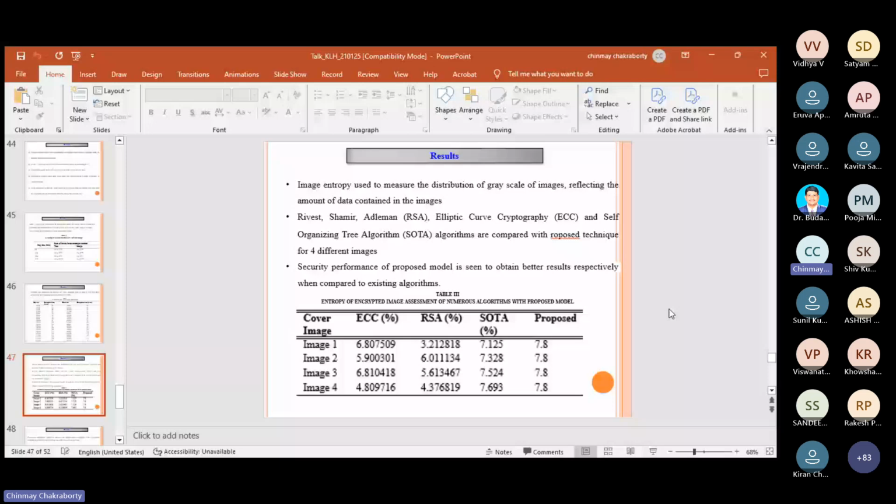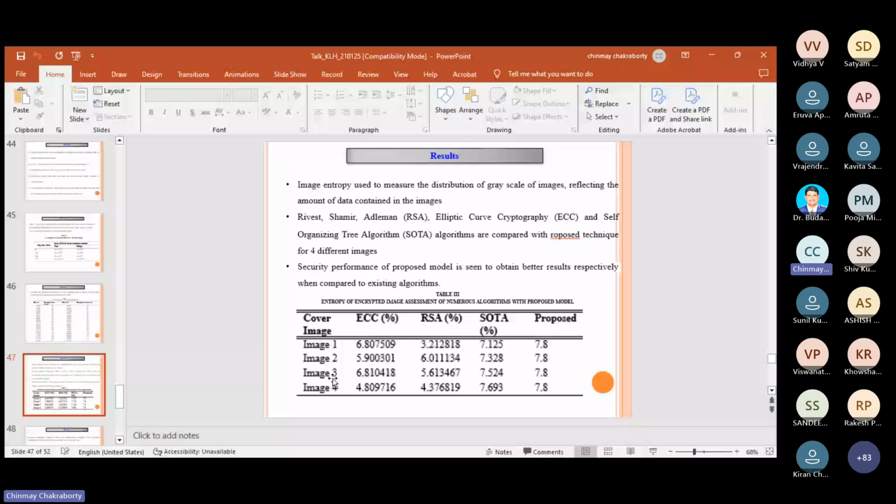Next, image entropy is used to measure the distribution of the grayscale images, reflecting the amount of data content in the images. The RSA, ECC, and self-organizing tree algorithm, SOTA, are compared with the proposed technique for four different images: the cover image, image one, image two, image three, image four.